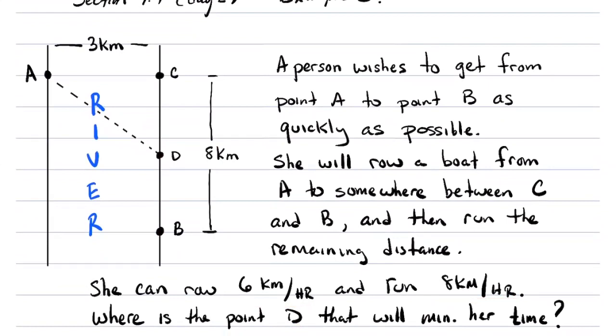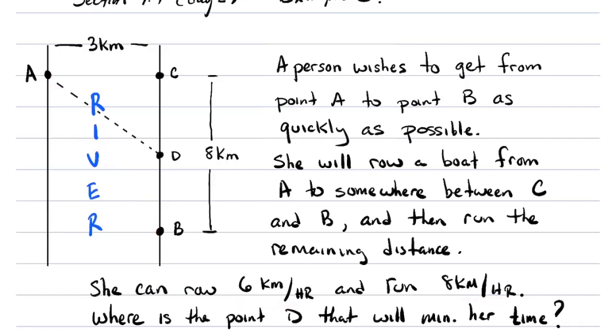Like, for example, the old saying is the shortest distance between 2 points is a straight line. So maybe she just wants to row from A to B. That's the smallest distance. But I don't know if that's the smallest time because she can't row quite as fast as she can run.